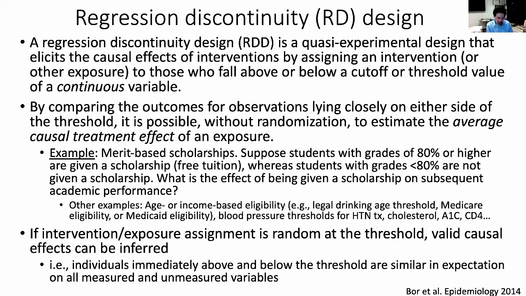But the idea is that if an intervention or exposure assignment is random at the threshold, so the 80% or the 140 for the hypertension treatment, then valid causal effects can be inferred. So in other words, in epidemiological language, individuals immediately above and below the threshold are similar in outcome expectations on all measured and unmeasured variables.